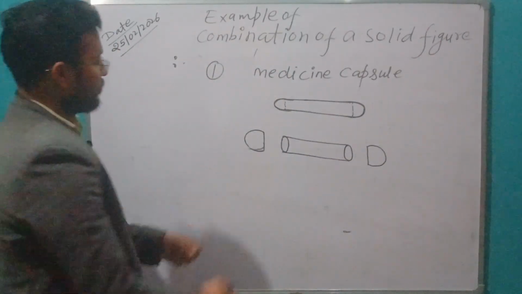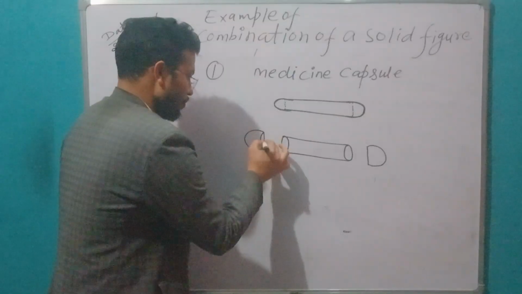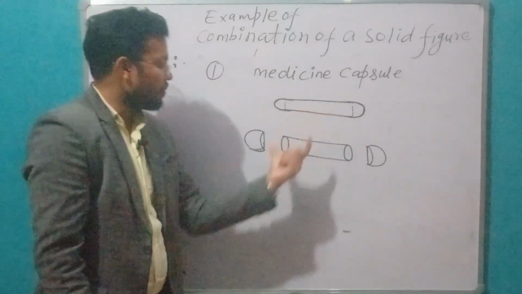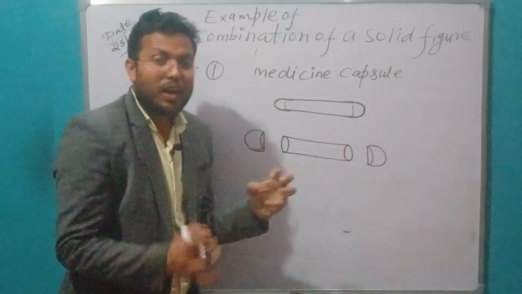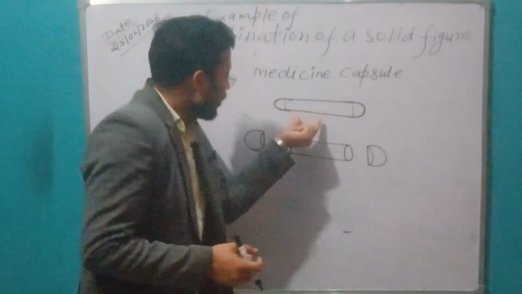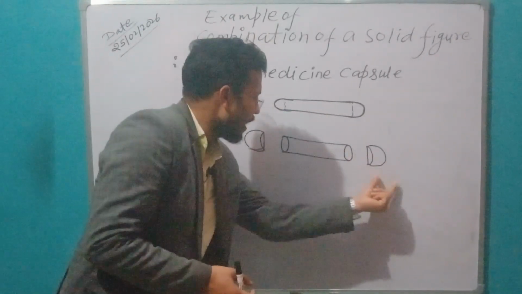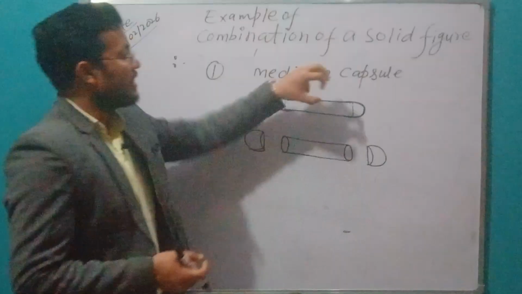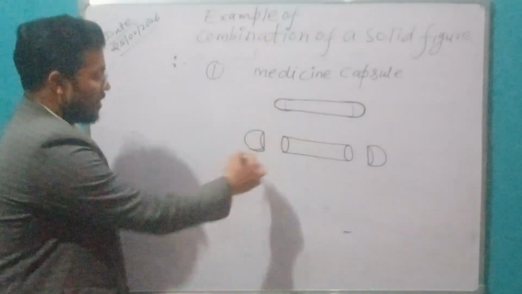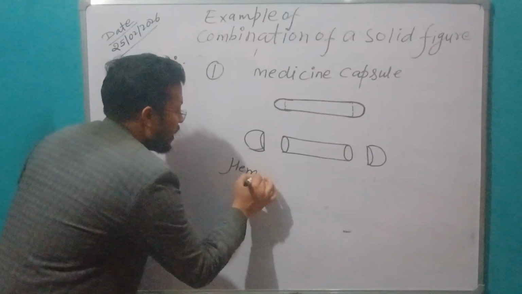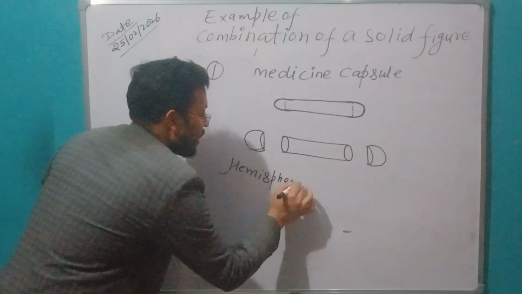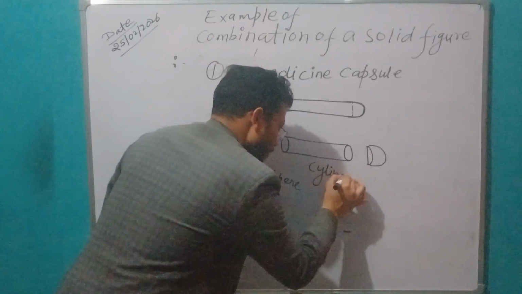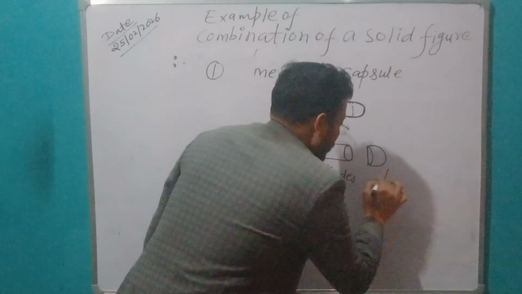Okay, you see here. This figure is a combination of solids, because this solid figure is made up of two hemispheres and a cylinder. This is the hemisphere, and this is the cylinder, and this is also a hemisphere.